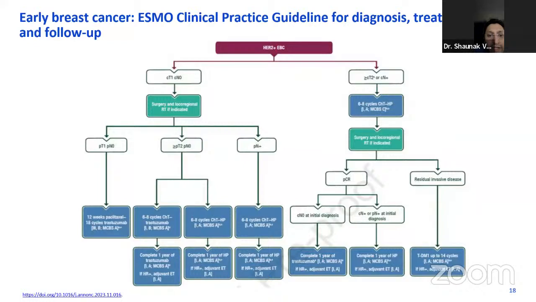So the ESMO guidelines also show that for clinically T2 or node-positive disease, we need to go for neoadjuvant treatment, and those that are T1 can be given upfront surgery. Next slide, please.